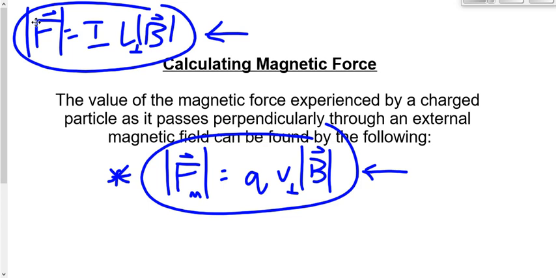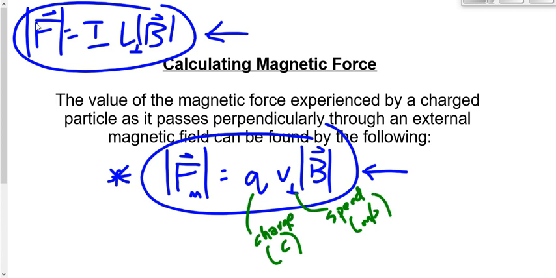What does Q stand for? The charge, and the charge is going to be measured in coulombs. V stands for the speed. Don't get that mixed up with potential or potential difference. This is a lowercase v. Now that we're talking about magnetism and electricity, sometimes we get speed and electric potential mixed up. This is speed, the old-fashioned speed that we learned on the very first day of Physics 20 last year, measured in meters per second.